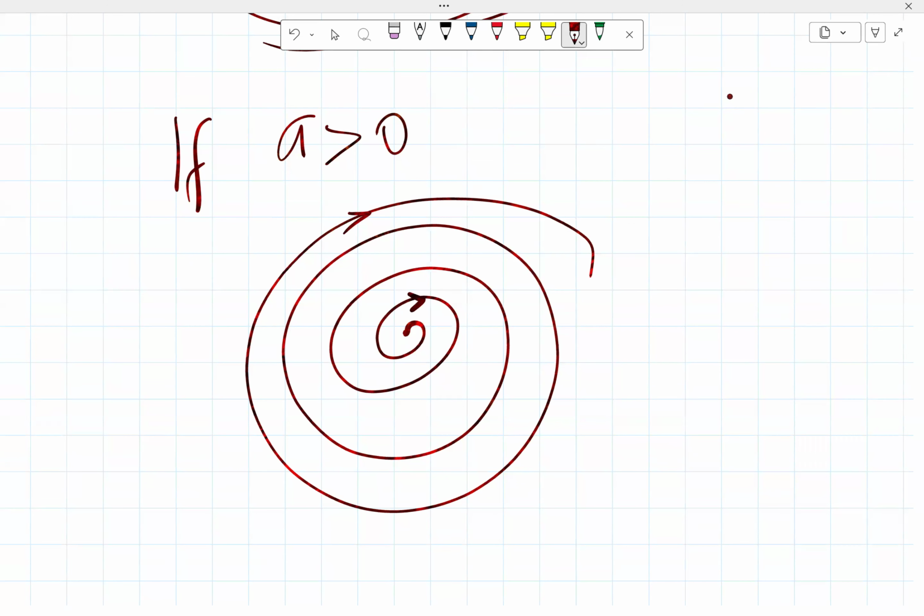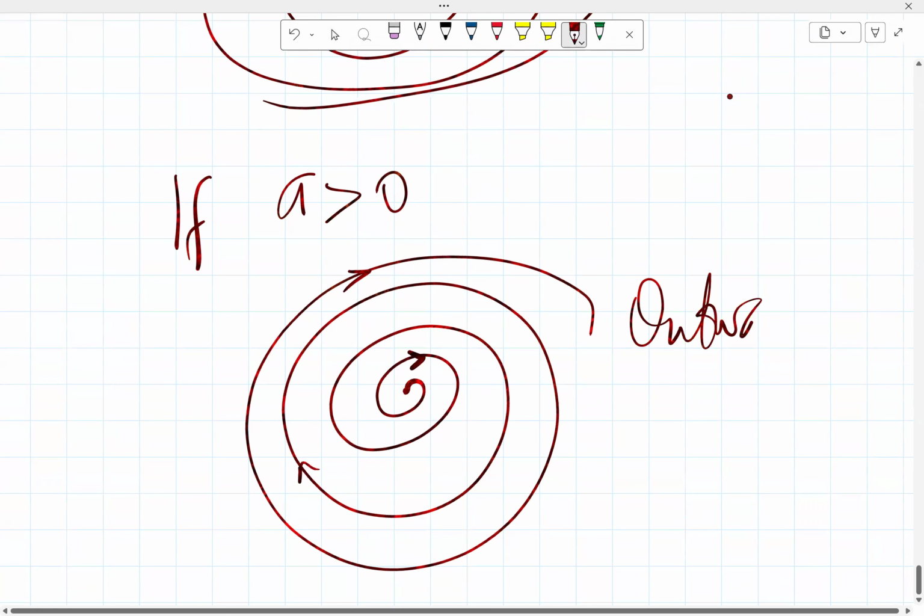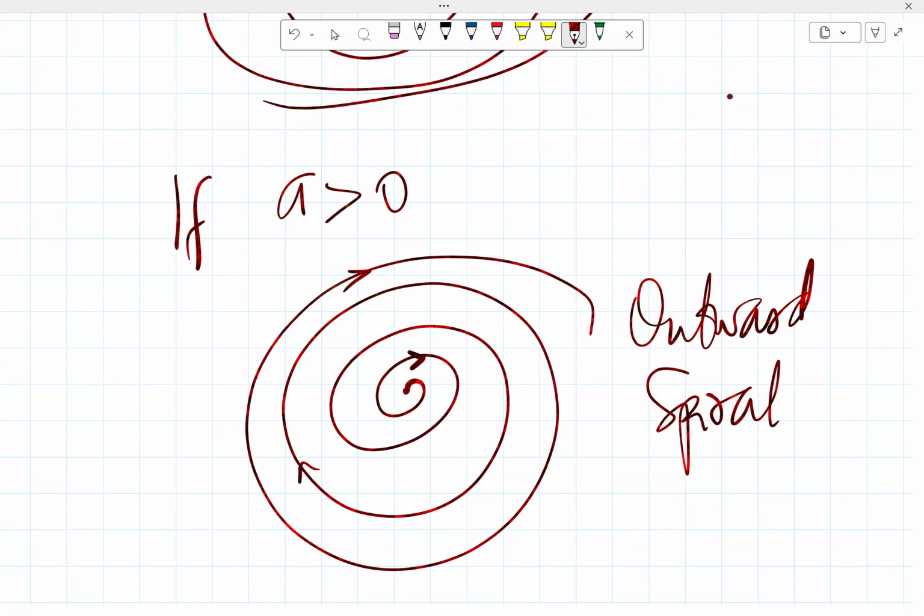Growing outwards. So you have an outward spiral, right? Outward spiral. When I talk about equilibrium in dynamical systems, this would be better understood.